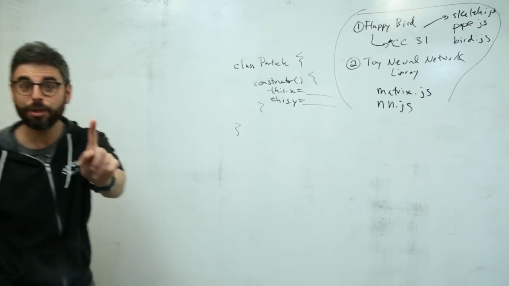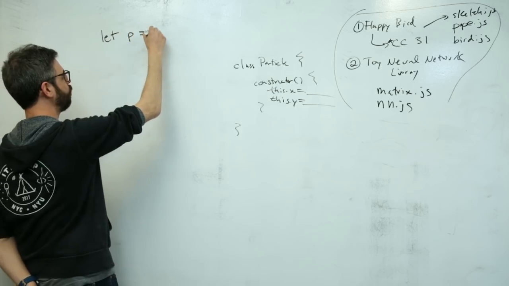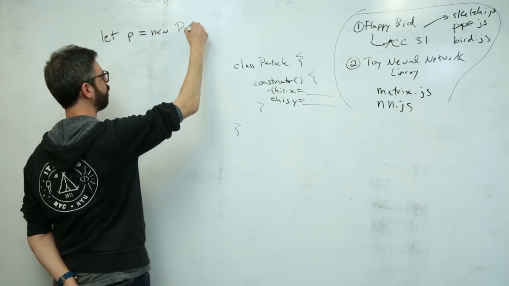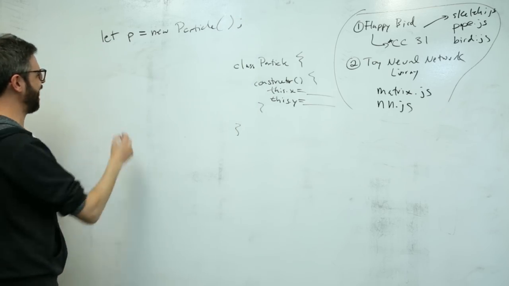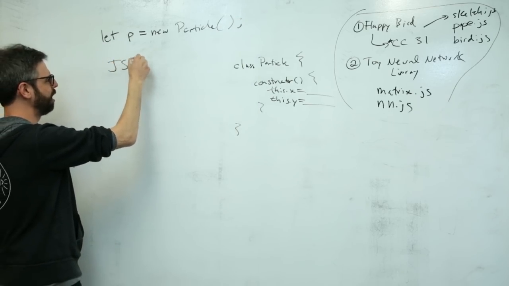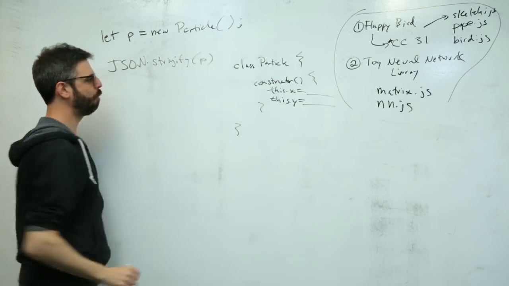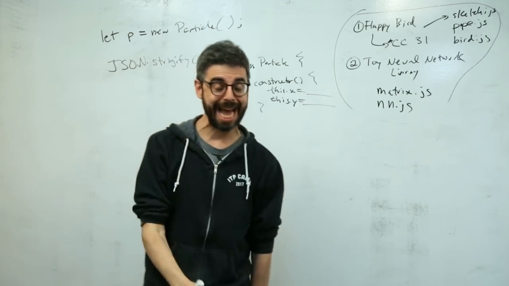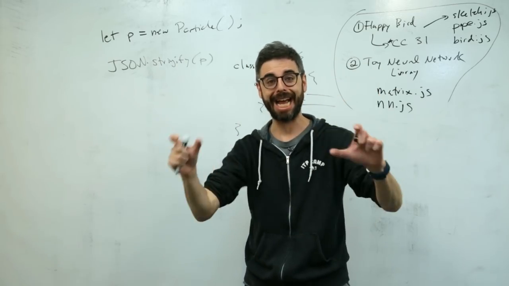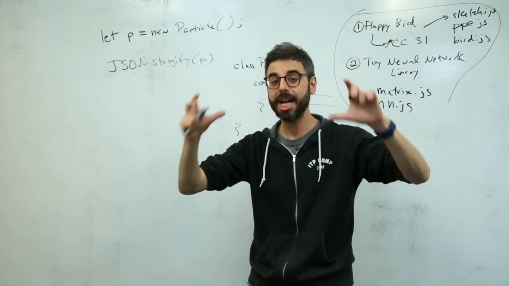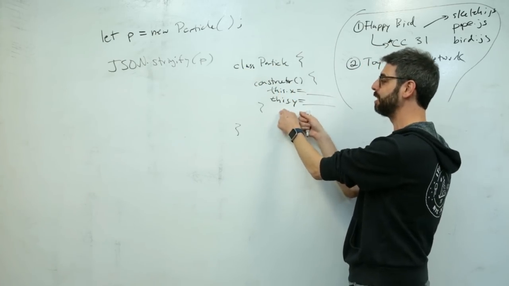So then what I'm going to do next is write some code like this. Let p equal a new particle. And what if I now say JSON.stringify p? What do I get? Well, what I get is a string, raw text, that is the JSON formatted data that is part of this particular instance of a particle object.